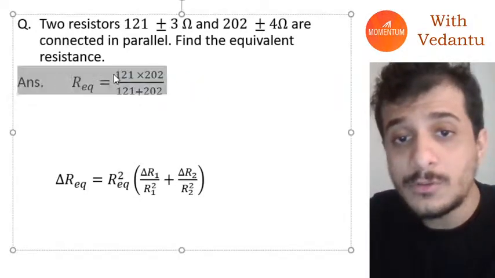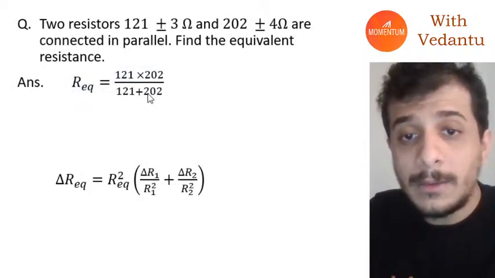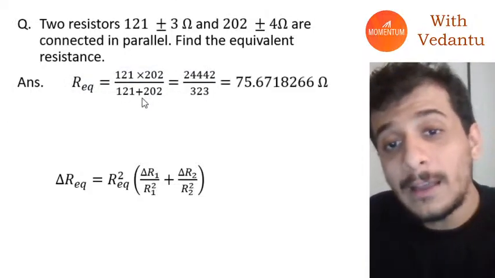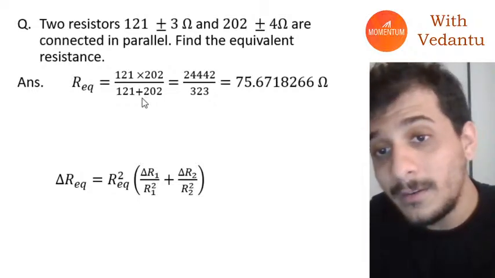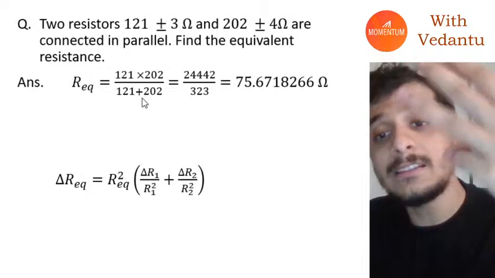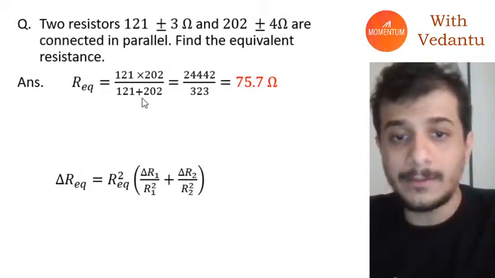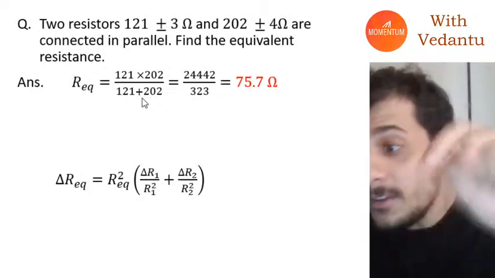I will substitute the values: 121 into 202 divided by 121 plus 202. We had already calculated this. This was 75.67 something something something. We have to round it off to 3 significant digits, so it will just become 75.7 ohms. That everybody understands. But let's talk about the second part.